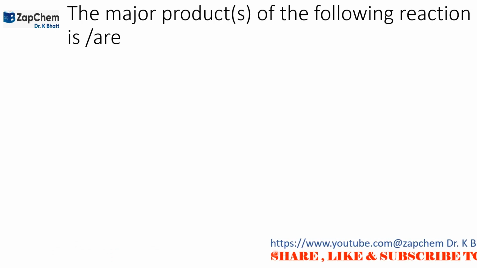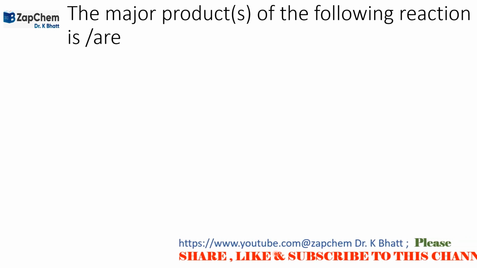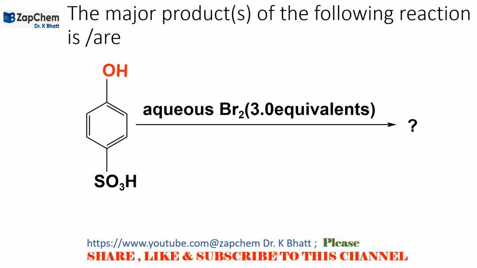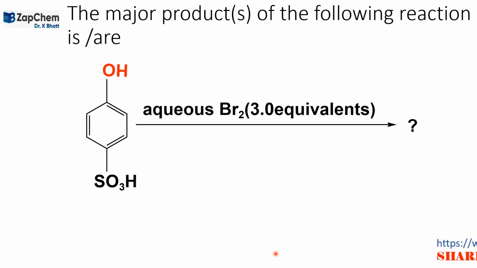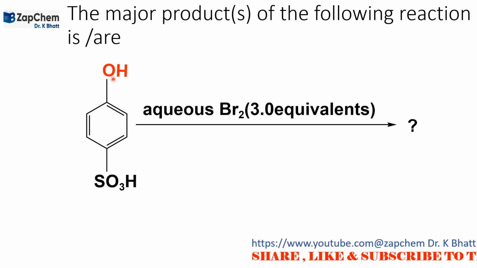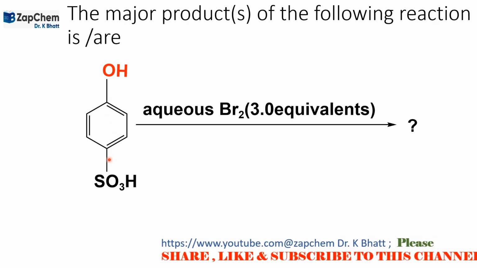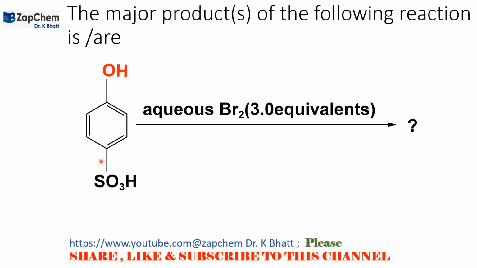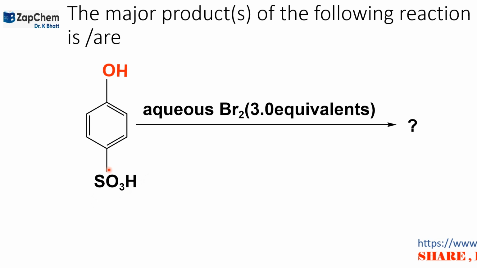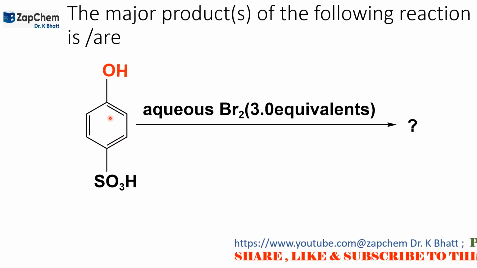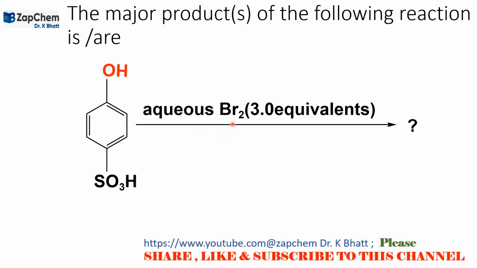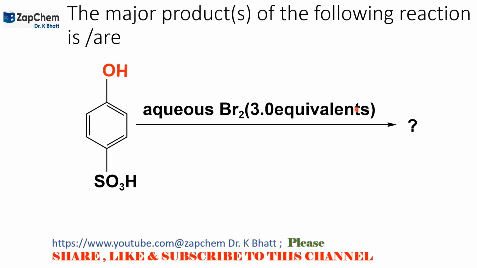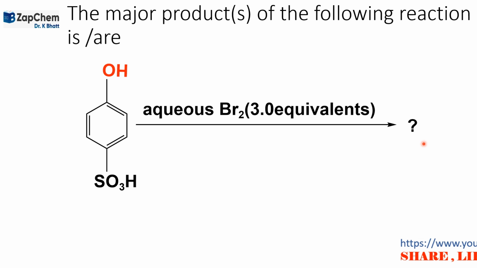There is a question on organic chemistry. Major products of the following reaction is R, and the reaction is given over here. Accordingly, we find that there is an organic compound containing OH and SO3H group, that is sulfonic acid group, and the hydroxy group on the benzene nucleus. And when this is treated with aqueous bromine, three equivalents, you get certain products.